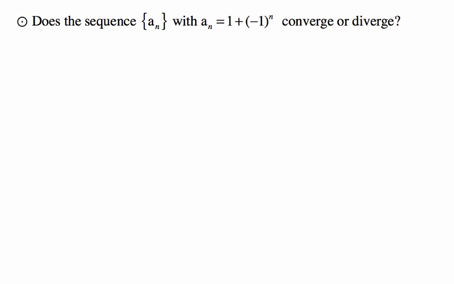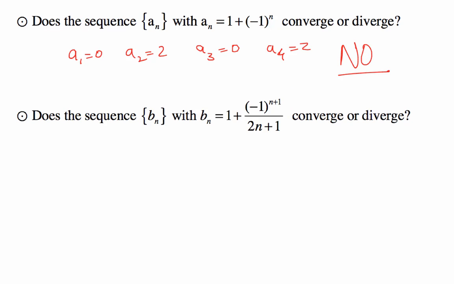Let's now work out a few examples quickly. First, does the sequence a_n with a_n = 1 + (-1)^n converge or diverge? Well, it's pretty obvious that we have a1 is 0, a2 is 2, a3 is 0, a4 is 2, and so forth. So 0, 2, 0, 2, etc. So the answer is no. It does not converge.